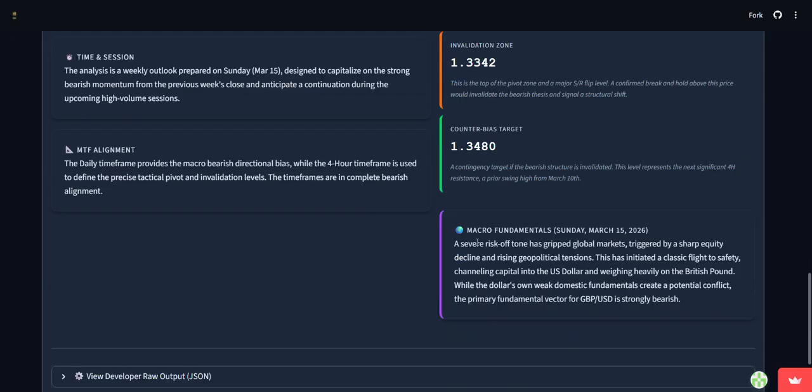Macro data: a severe risk-off tone has gripped global markets, triggered by a sharp equity decline and rising geopolitical tensions. This has initiated a classic flight to safety, channeling capital into the US dollar and weighing heavily on the British pound. However, the dollar's own weak domestic fundamentals create a potential conflict. The primary fundamental vector for GBP/USD is strong bearish.